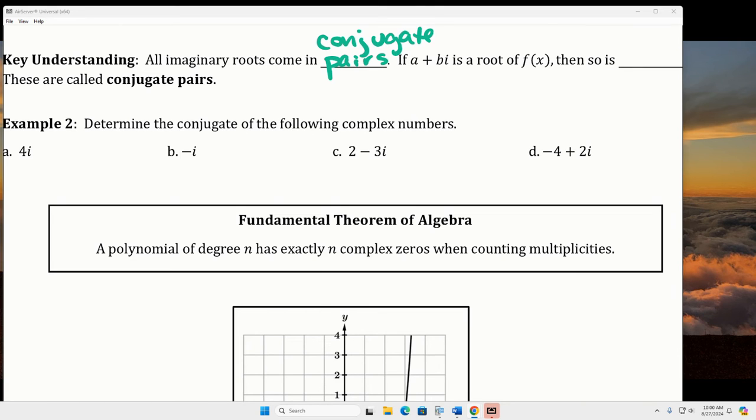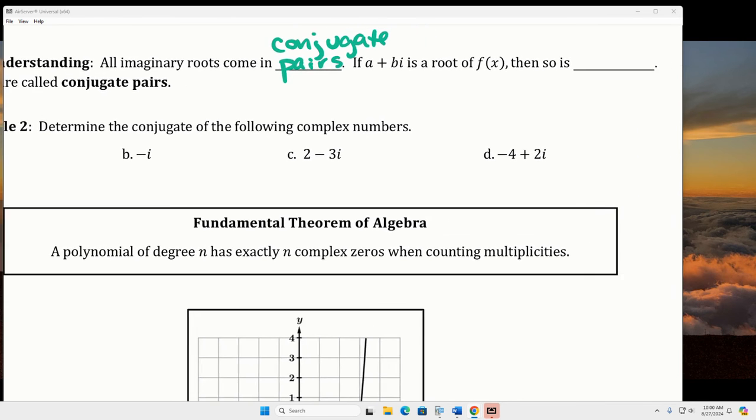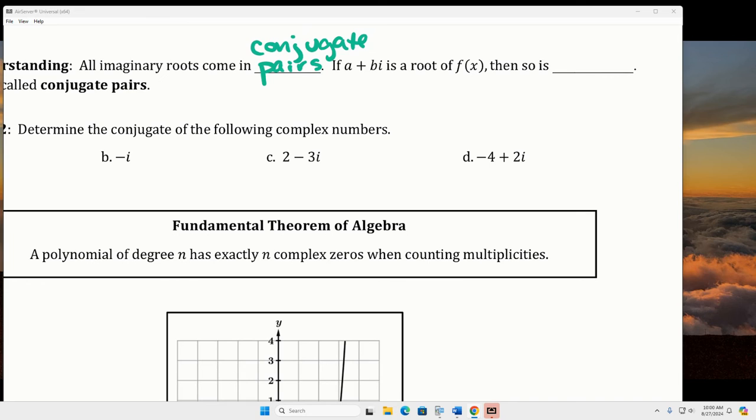Always, always, always. And so if a plus bi is a root, then its conjugate, a minus bi, is also a root. So if there are 2 numbers, the number that just has a real part, doesn't have an i, stays the same. The imaginary part is always opposite for conjugates.